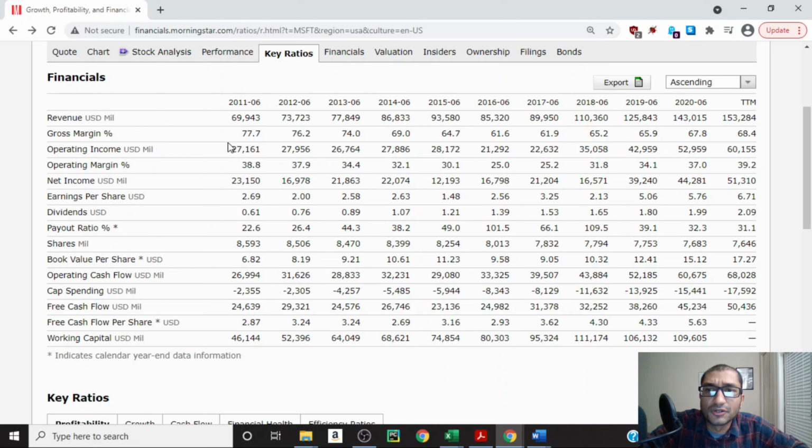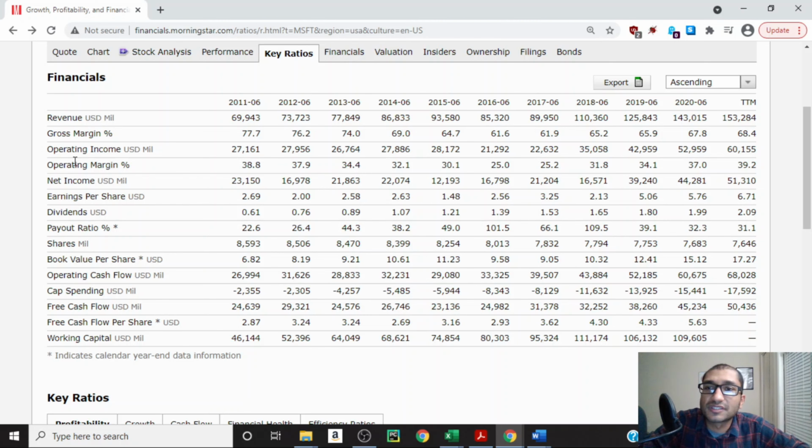Over the past 10 years, Microsoft's operating income stayed fairly consistent from 2011 through 2015. Then it dipped down to about $21 billion in 2016. In 2017, it was about $23 billion, and ever since then, we see that Microsoft's operating income has been increasing every year.